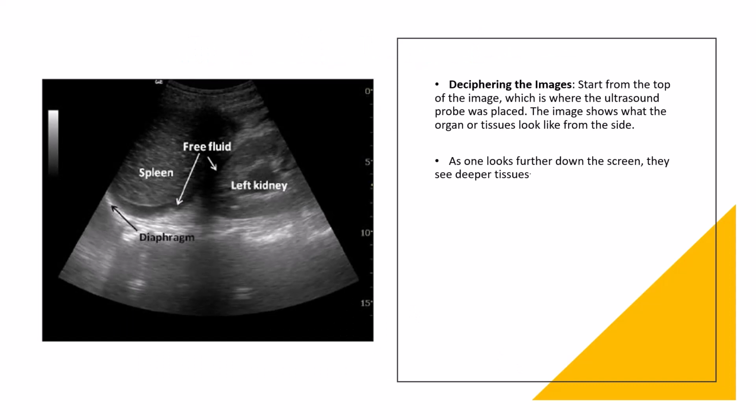Let's take a look at how the images are deciphered. You start from the top of the image, which is where the ultrasound probe was placed, and the image shows what the organ or tissue looked like from the side. As one looks further down the screen, they see deeper into the tissues. And obviously, as the echo travels farther in the body and some of it is absorbed, the echo traveling to tissues below the tissues above is weaker.